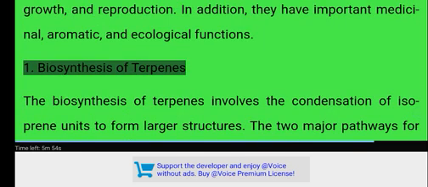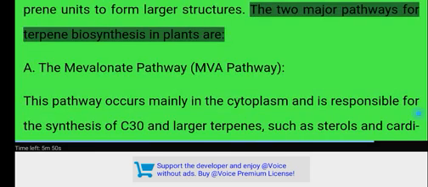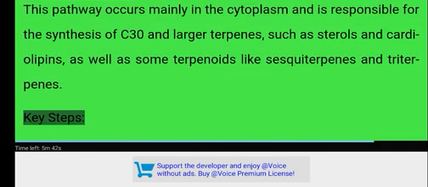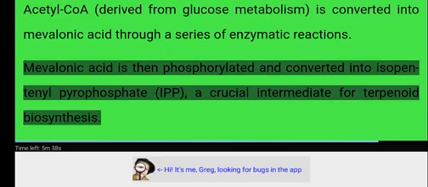1. Biosynthesis of terpenes. The biosynthesis of terpenes involves the condensation of isoprene units to form larger structures. The two major pathways for terpene biosynthesis in plants are the mevalonate pathway and the MEP pathway. This pathway occurs mainly in the cytoplasm and is responsible for the synthesis of C30 and larger terpenes, such as sterols and cardiolipins, as well as some terpenoids like sesquiterpenes and triterpenes. Key steps. Acetyl-CoA derived from glucose metabolism is converted into mevalonic acid through a series of enzymatic reactions.